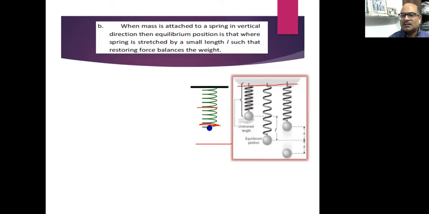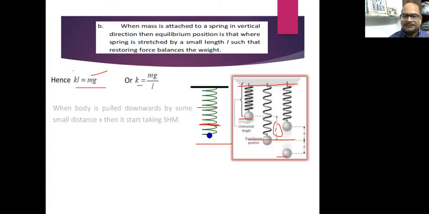With the rigid support here, upper one, lower one, and here it's the rigid support. Suppose L is the length of this displacement. In that case, KL is equal to mg. This is the force, this is the weight supported, so K is equal to mg by L.